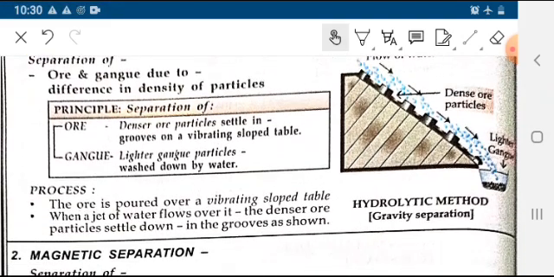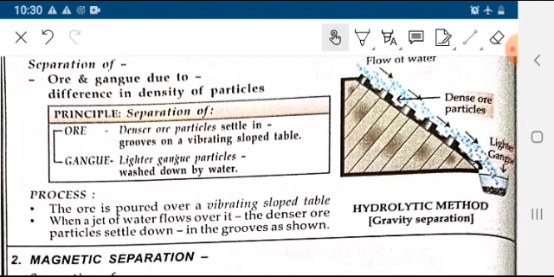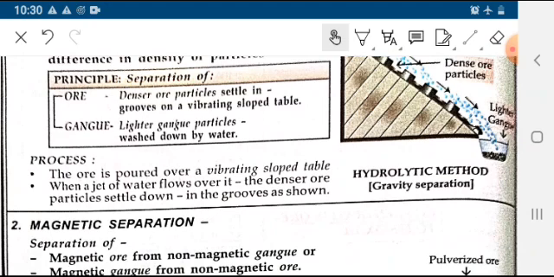Particle density is different. Principle: denser ore particles settle in the groove and the lighter gangue particles are washed down by water. What is the process? The ore is poured over a vibrating slope table. When a jet of water flows over it, the denser ore particles settle down.